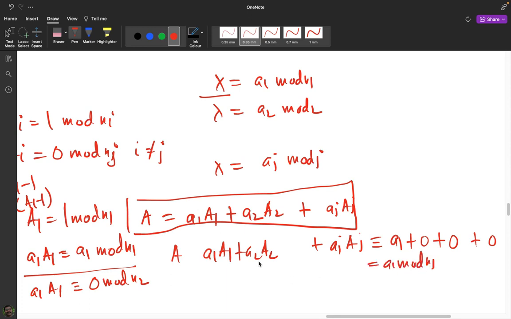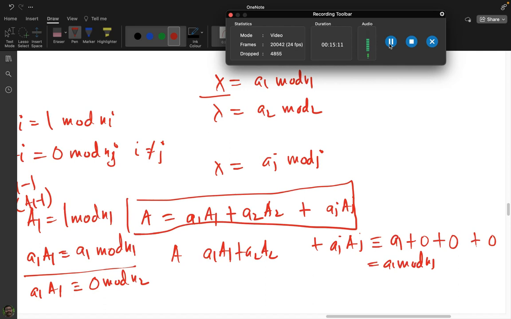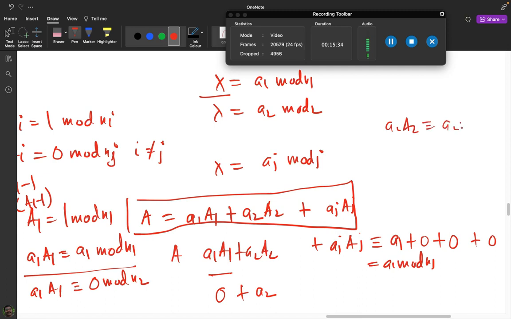Similarly, when I divide by n2, if you consider another number A2, this factor, which is for A1, when I divide by n2, the remainder would be 0. For A2 I will be getting A2, because A2 is congruent to A2 mod n2. Everything else I will be getting 0, so finally I will be getting A2 mod n2. So you can see that this number defined in such a way will satisfy all the congruences. So this is my solution.